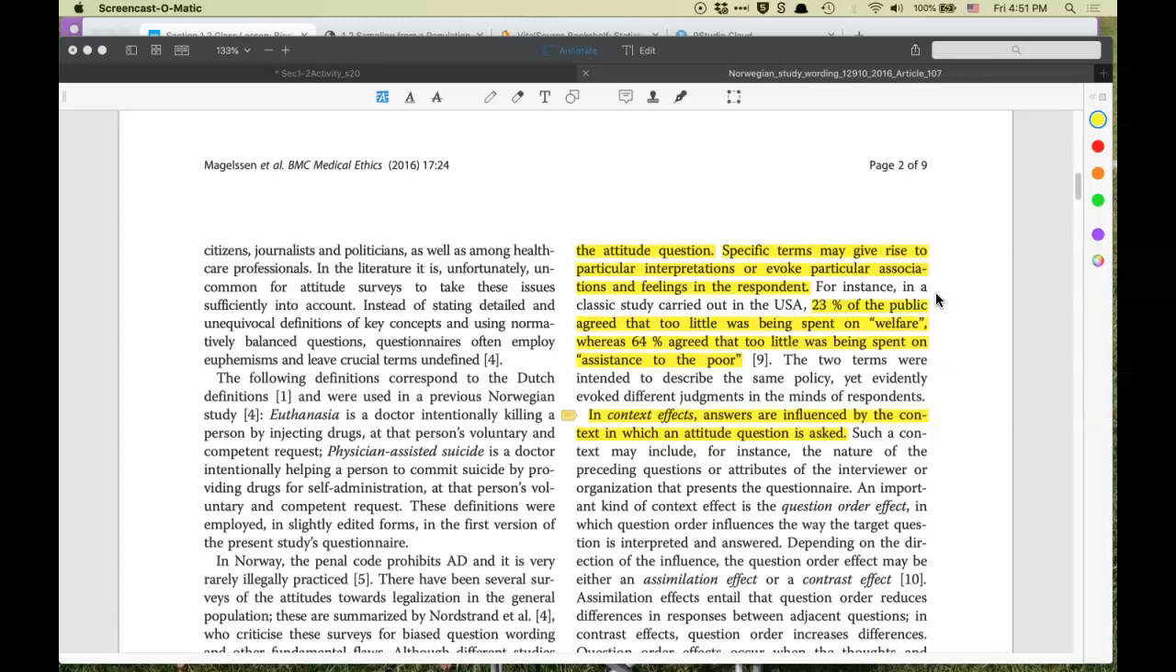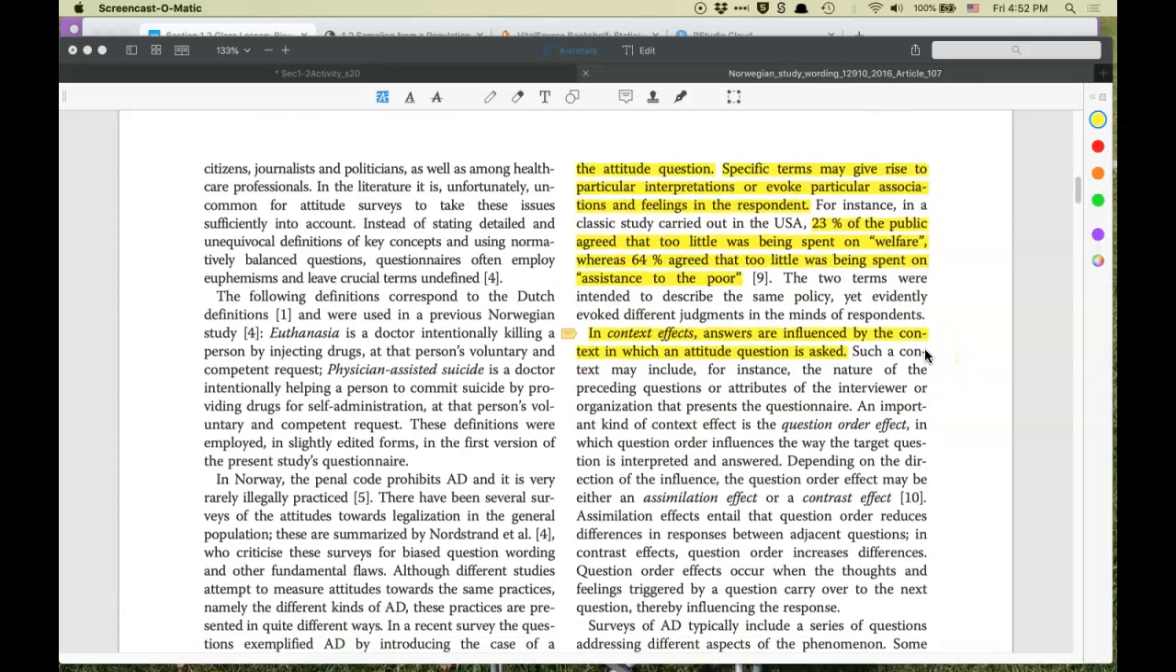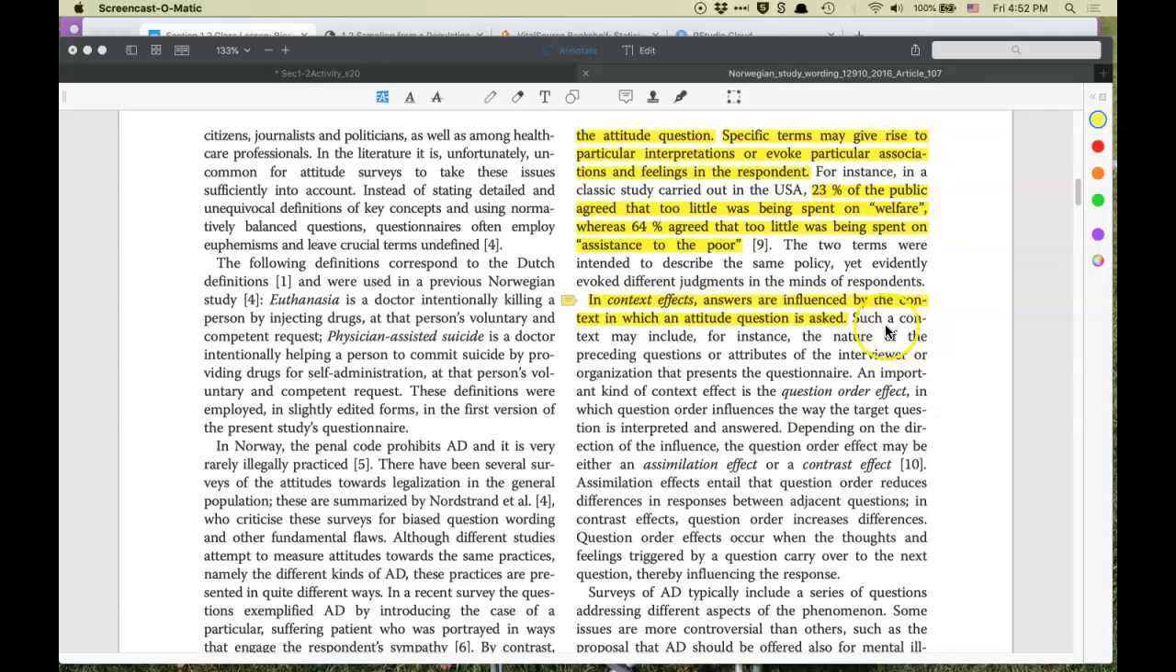In this case, it's a study in which they asked about physician-assisted dying. 23% of the public agreed that, this example wasn't about that. It was about welfare and assistance to the poor. So 23% of the public agreed that too little was being spent on welfare, whereas 64% agreed that too little was being spent on assistance to the poor. So depending on how this is phrased, the term welfare seemed to evoke more negative opinions and affected the responses.